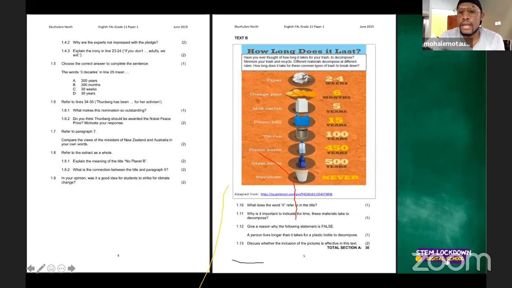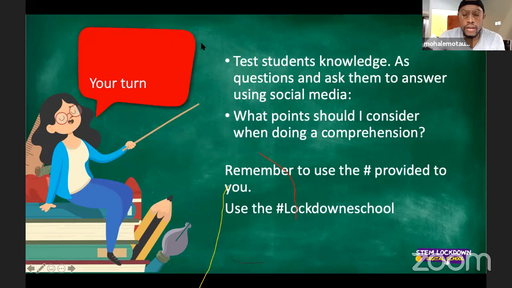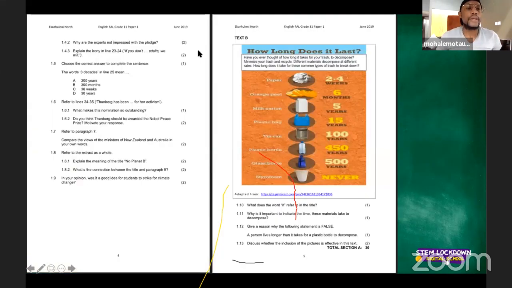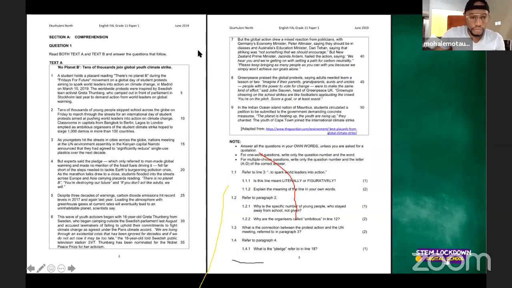Okay, we're still good. Question 1.4.3 says, explain the irony in line 23 to 24. If you don't, adults, we will. Now let's go to line 23 and 24.